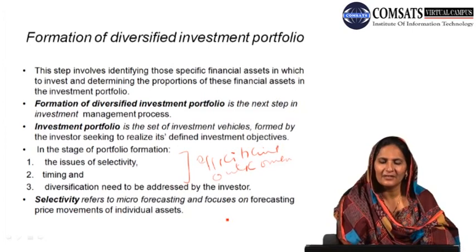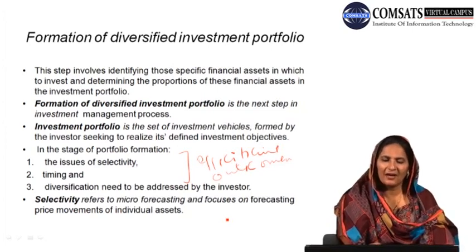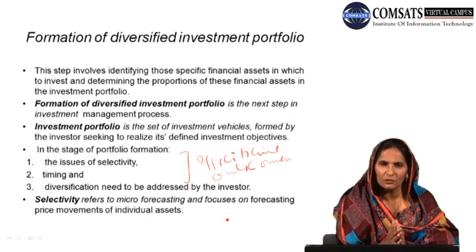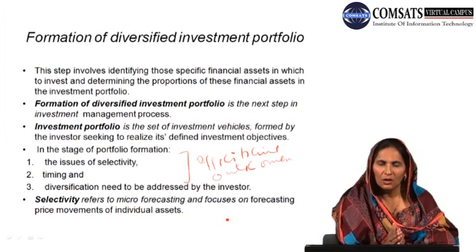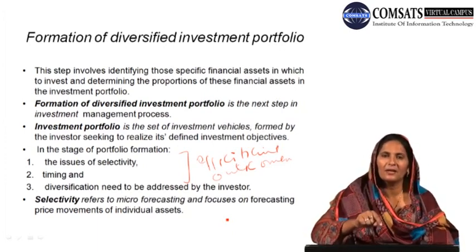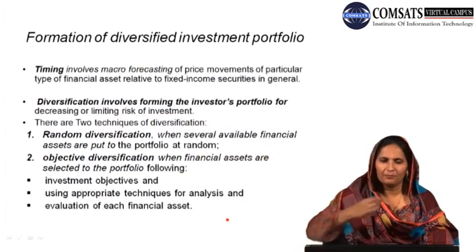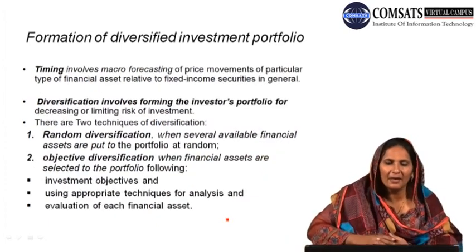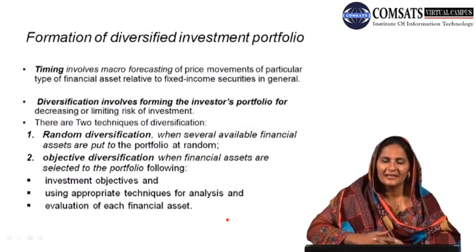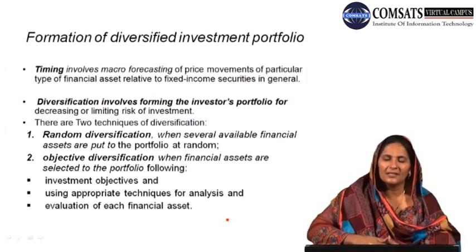So we can say that selectivity is very important as far as the purchase and selection of assets is concerned. On the basis of this, the individual will be able to forecast the future worth of the asset, and predict the future prices and the movements in the prices of the particular asset in the future time period. Then timing is important. Timing involves macro forecasting of the price movement of a particular type of financial asset relative to fixed income securities in general.